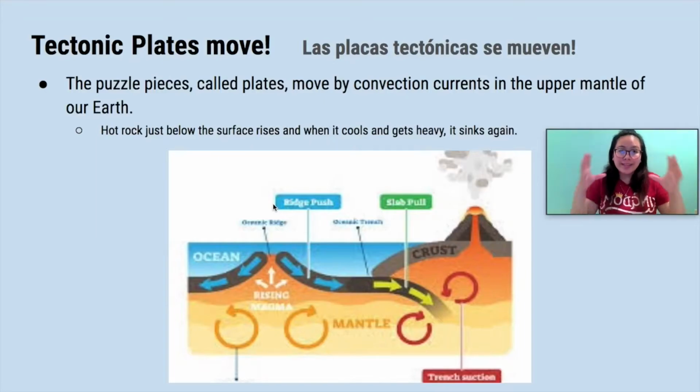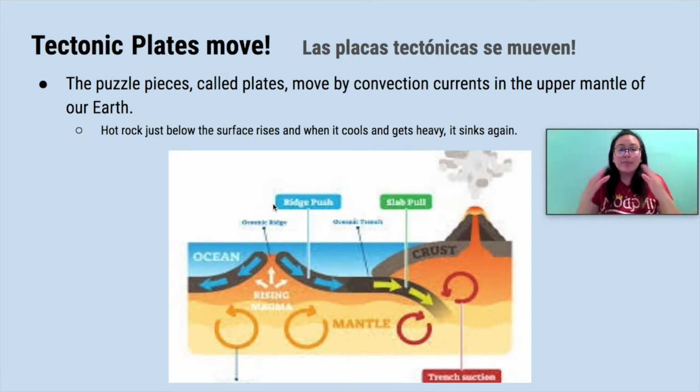So the Earth is a sphere. But it's not just one solid sphere. Its crust, or its outer layer, is broken up into many pieces that we saw before. These pieces are called tectonic plates, but we kind of see them like puzzle pieces. So these puzzle pieces, called plates, move by convection currents in the upper mantle of our Earth.